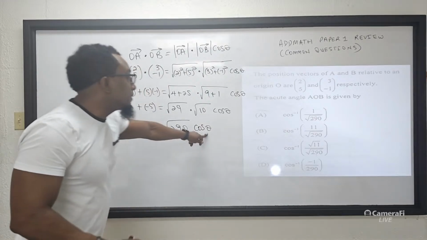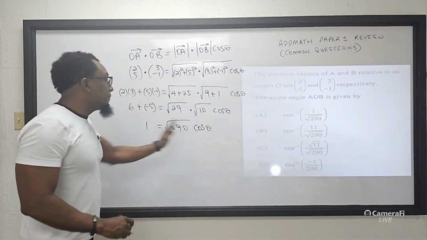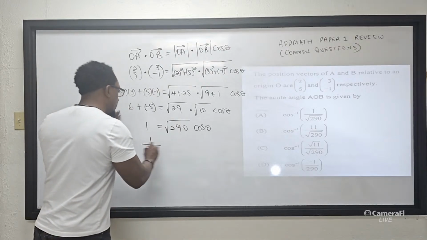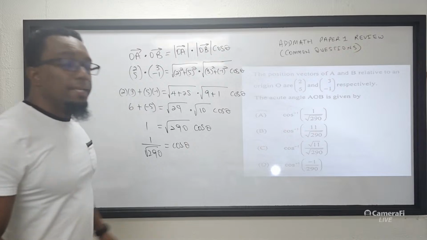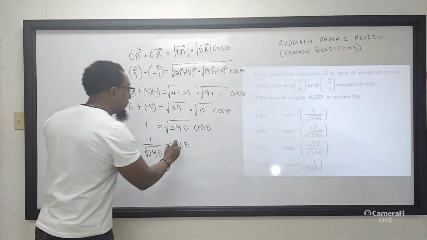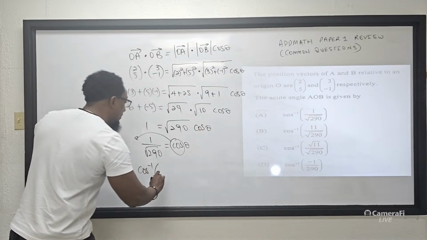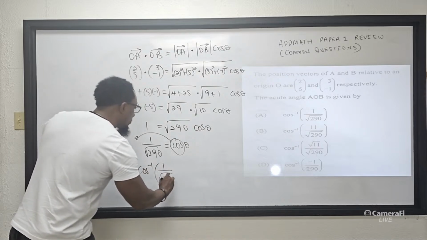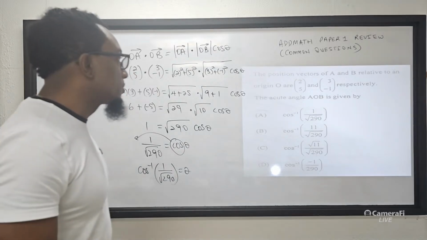And therefore, to get theta by itself, we're going to remove the square root of 290 first by dividing both sides by the square root of 290. And to get theta by itself, I'm going to remove cos, which comes across to the left as cos inverse of 1 all over the square root of 290, and that is equal to theta, whose answer is A.